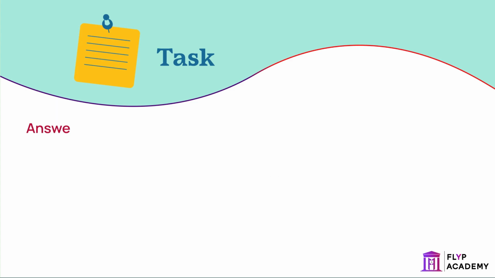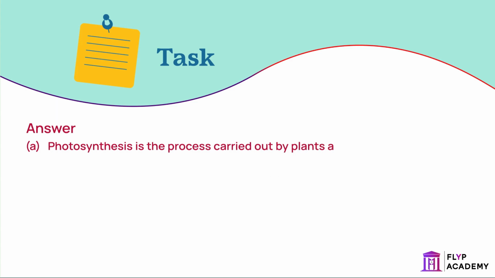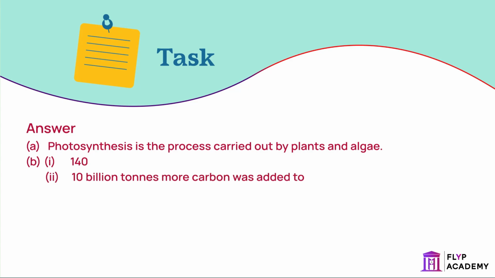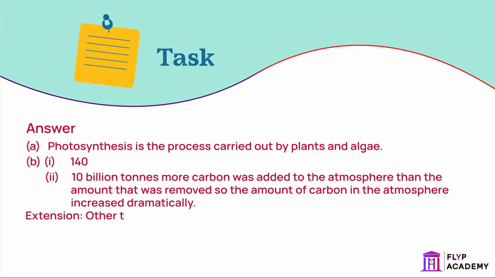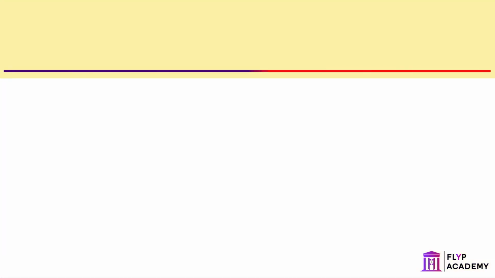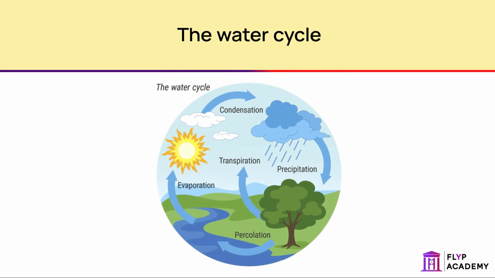And here are the answers. A. Photosynthesis is the process carried out by plants and algae. B. 1. 140. 2. 10 billion tonnes more carbon was added to the atmosphere than the amount that was removed. So the amount of carbon in the atmosphere has increased dramatically. Extension. Other than glucose, name a carbon compound found in plants. Carbon is present in proteins and fats as well as carbohydrates such as starch.